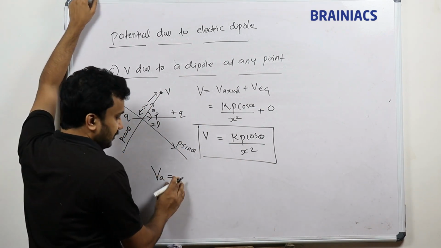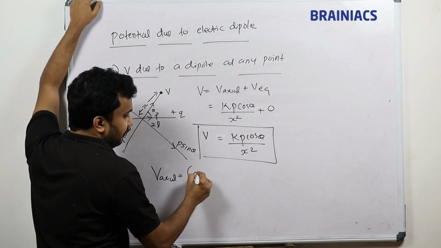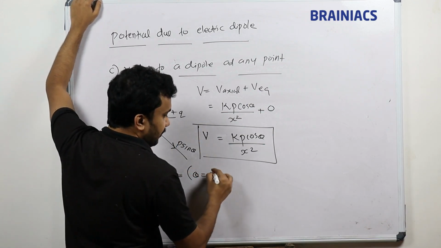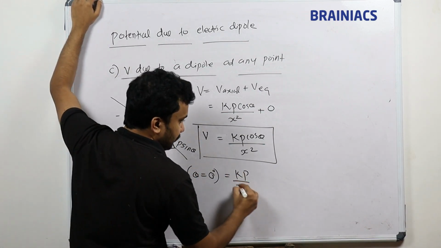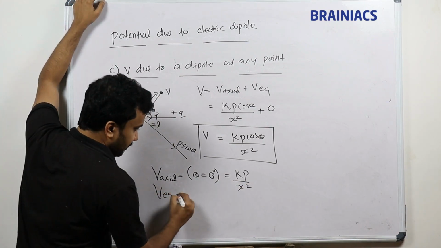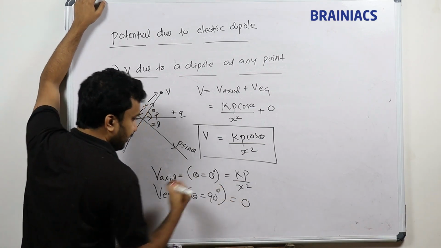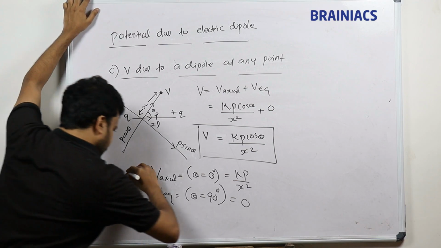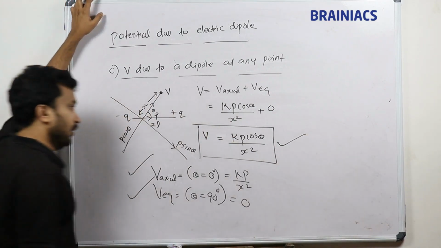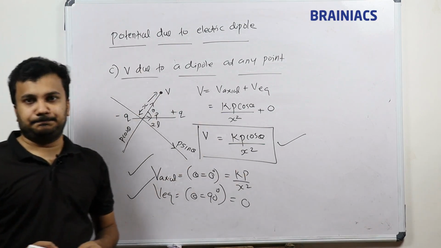Axial potential: what is the value of theta? Theta will be equal to 0 along the axis. So what value do we get? Kp by x square. This is what we have learnt. In case of the equatorial position, theta will be equal to 90 degrees. If you substitute 90 degrees, what do you get? 0. So this is valid, and this is a general expression to find the potential at any point due to a dipole.